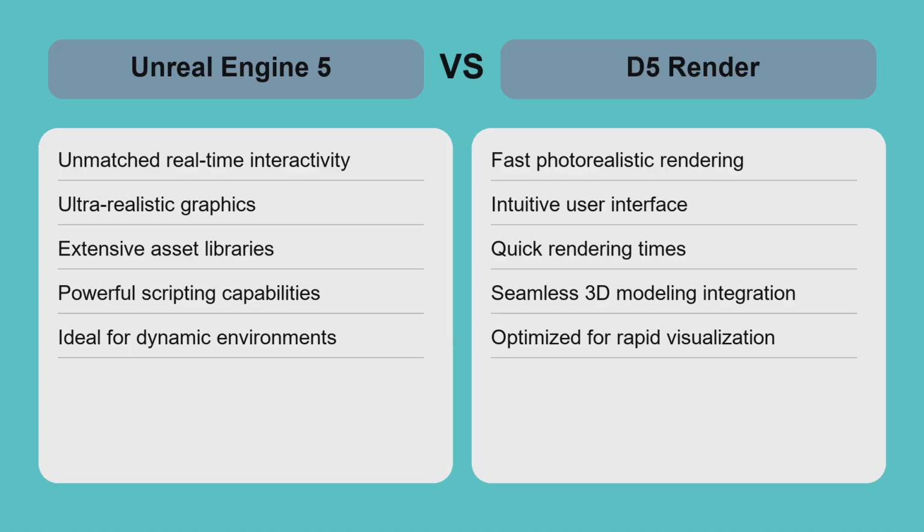D5 Render prioritizes ease of use and speed, enabling fast, photorealistic architectural renders with minimal setup. While it lacks the interactive depth of Unreal, it excels in rapid visualization workflows. If your focus is immersive, interactive content or large-scale virtual worlds, Unreal Engine 5 is the better choice. For straightforward, high-quality architectural presentations delivered quickly, D5 Render provides a more streamlined solution.